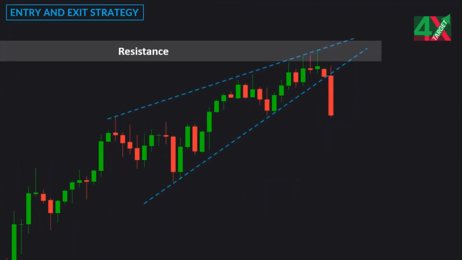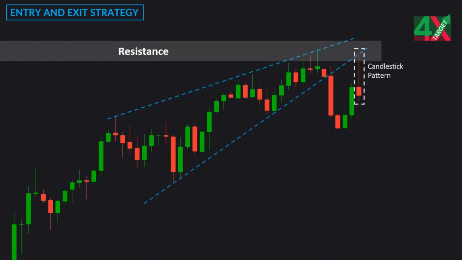Once a trend reversal pattern is confirmed, having a precise entry and exit strategy is essential for managing trades effectively. After the breakout, wait for the price to pull back and retest the breakout level. If that retest is followed by a candlestick confirmation, it provides a more conservative and higher confidence entry point.